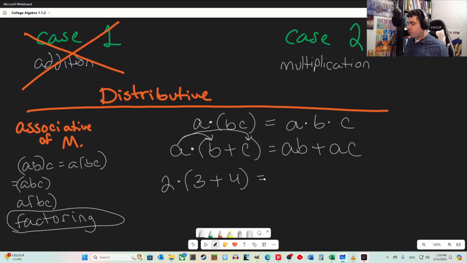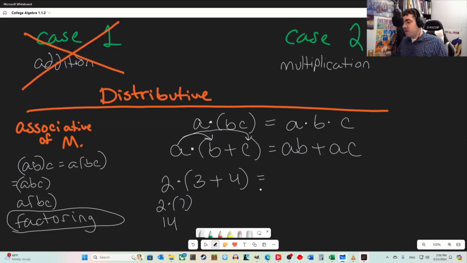For example, say A equals 2, and we have 3 plus 4. A times 3 plus 4. We can do this two ways. We can do it the old way that we learned, through the parentheses first. We can do 2 times 7, which equals 14. Or you can apply the distribution rule.